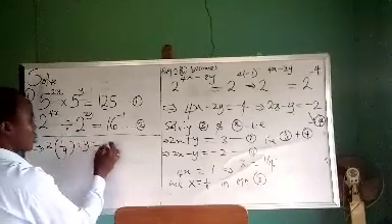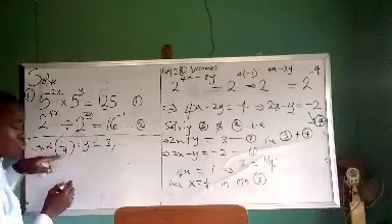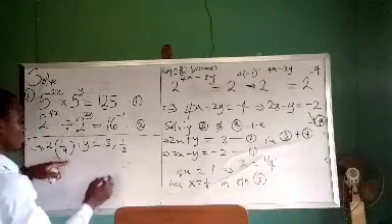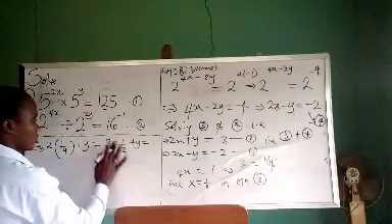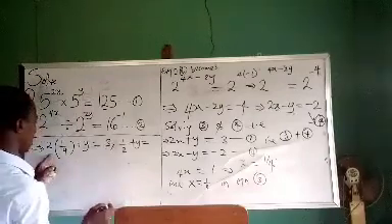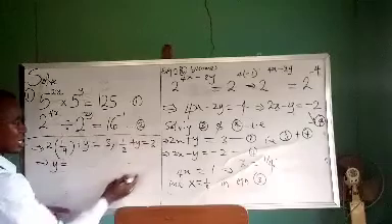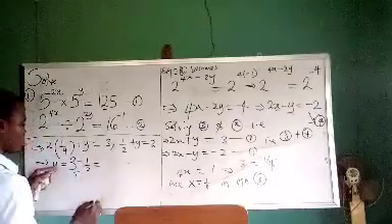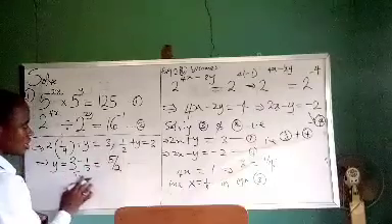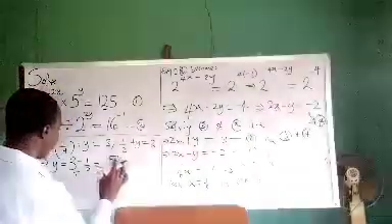1 over 4 plus y equals 3. So 2 times 1 over 4 returns 1 over 2 plus y equals 3. Therefore y will be on the left hand side, then 1 over 2 will go to the right hand side. We have 3 minus 1 over 2. So now we have our y to be 5 over 2.